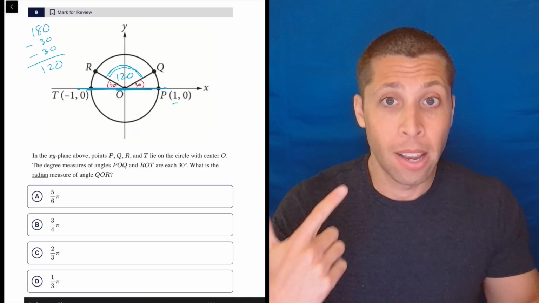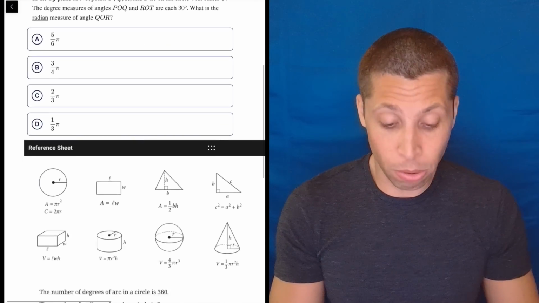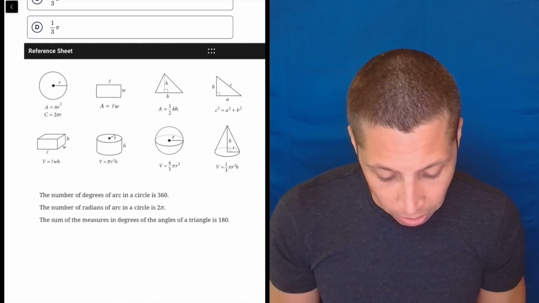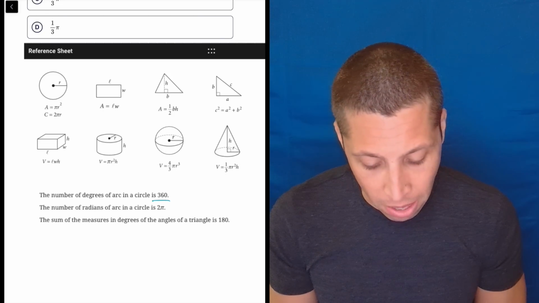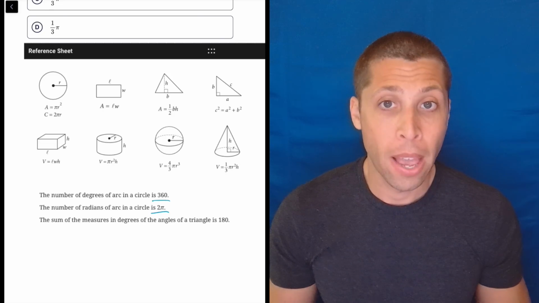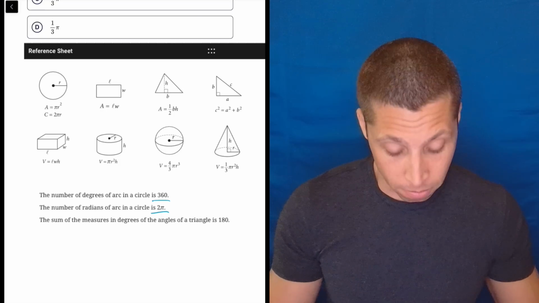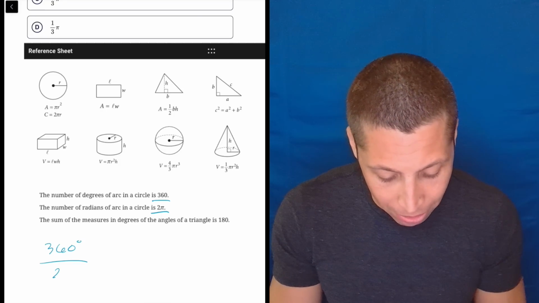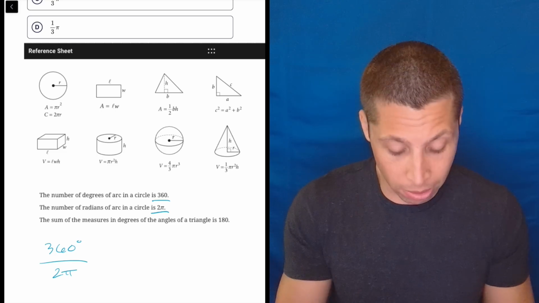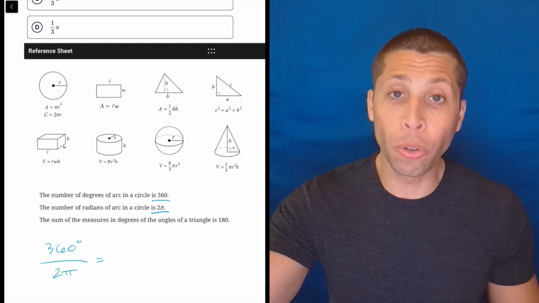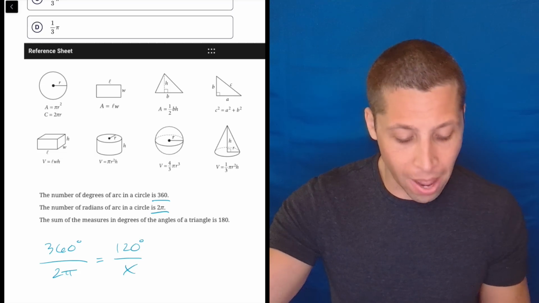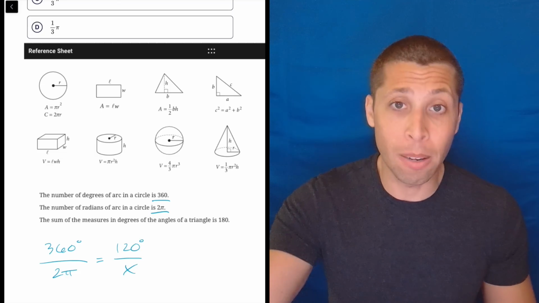many radians that is. Or you can just use the constants that they give us here, right? They say the number of degrees of arc in a circle is 360 and the number of radians of arc is 2 pi. That's just a ratio, right? So just set it up, right? So 360 degrees divided by 2 pi. That's our relationship. So that's going to hold no matter what angle we have. So if we have a 120 degree angle, we're finding that missing radian piece.